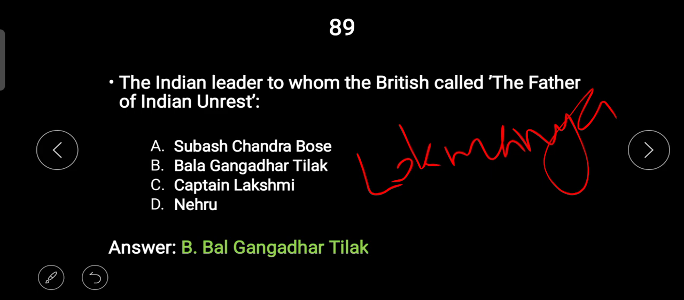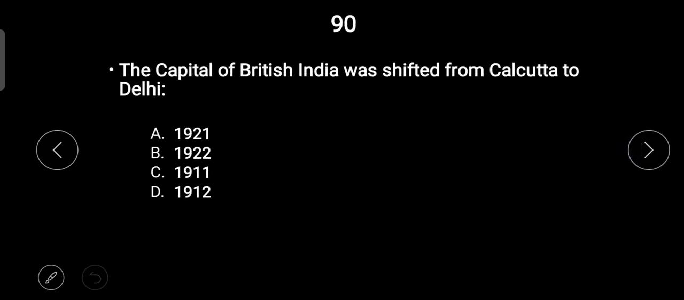Lokmanya. Okay. This means accepted by people. Gandhi actually called him the maker of modern India. Gandhi called Balagangadhar Tilak the maker of modern India. Question number 90. The capital of British India was shifted from Calcutta to Delhi. Calcutta to Delhi. It was in 1911.